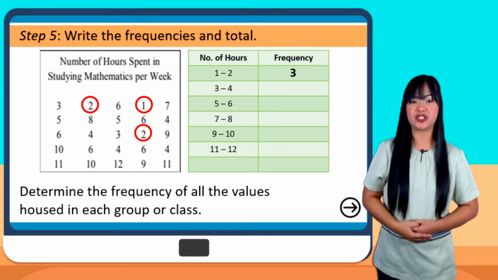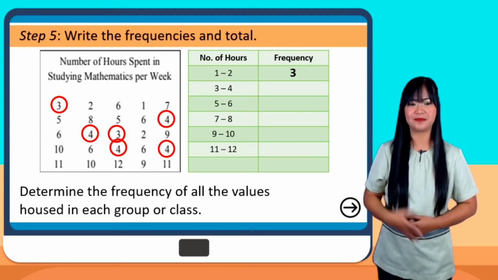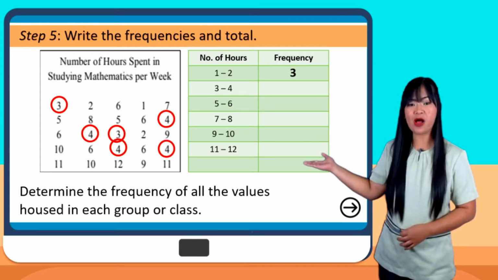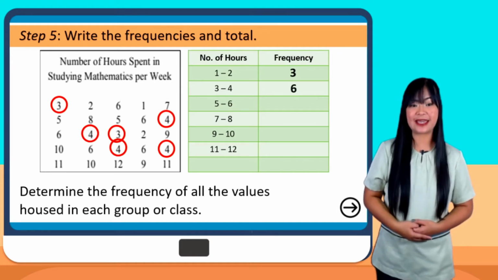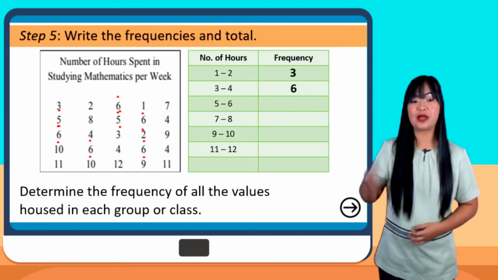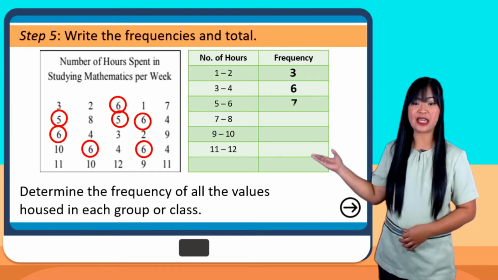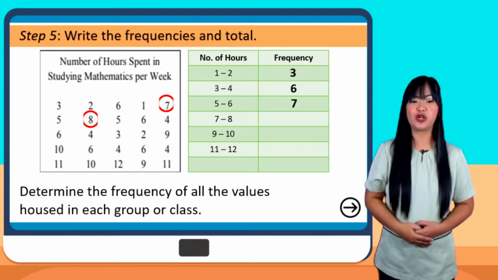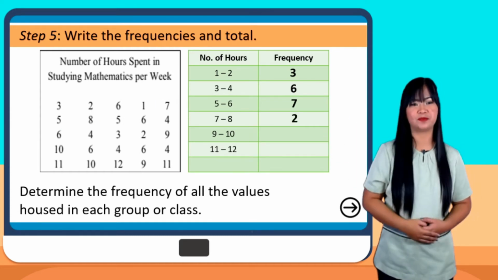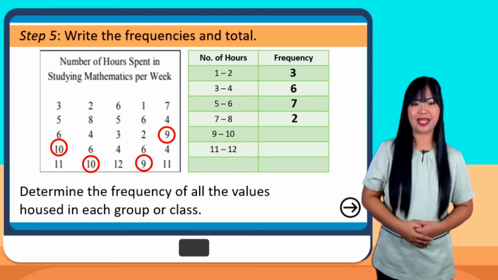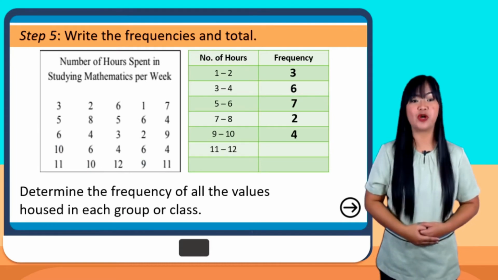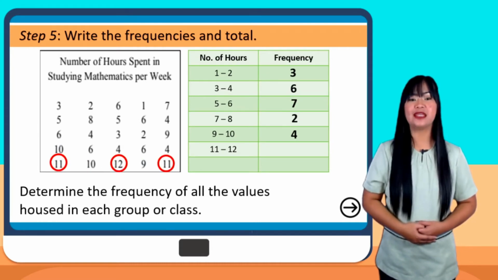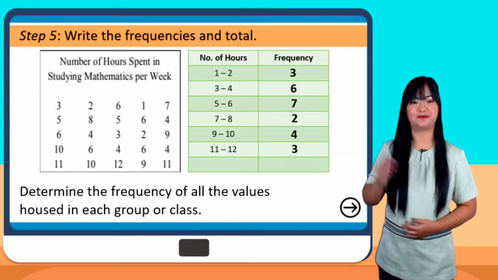Next, how many answered 3 to 4? These are the ones whose answers fall within 3 to 4. Then, its frequency is 6. For group 5 to 6, the frequency is 7. For group 7 to 8, the frequency is 2. For group 9 to 10, the frequency is 4. And for group 11 to 12, the frequency is 3.